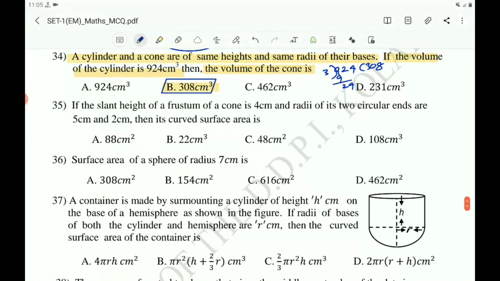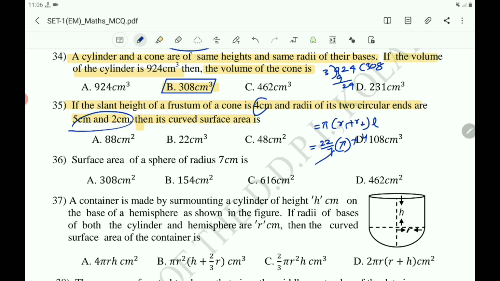Then you take question 35. If the slant height of a frustum of cone is 4 cm and the radii of its two circular ends are 5 cm and 2 cm, then its curved surface area is. Children, you must know the formula to find the curved surface area of the frustum of a cone. What is that formula? Curved surface area of the frustum of a cone is pi into (R1 plus R2) into L. So for pi you write 22 by 7, R1 and R2, 5 plus 2 is 7, into L, L is 4.